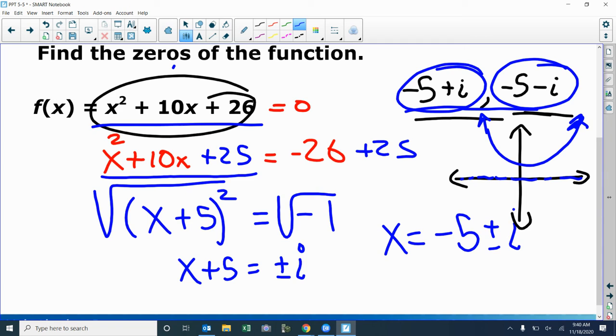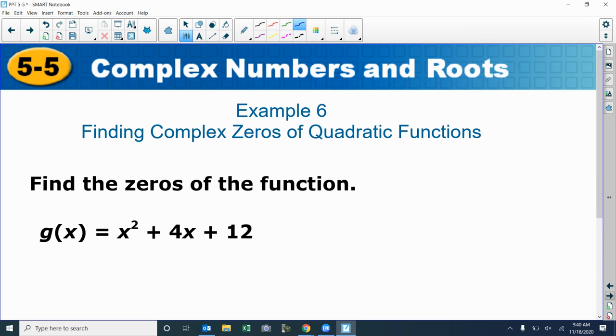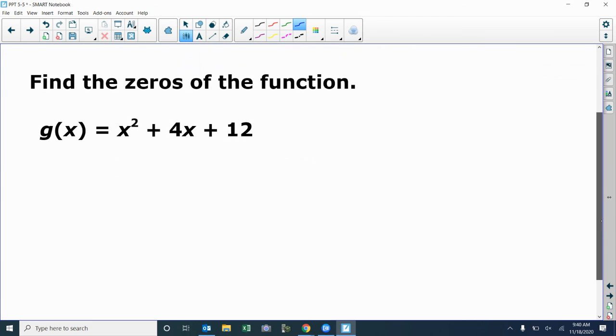When I have complex roots, my parabola doesn't cross. So if we were to graph this in our graphing device, it wouldn't cross the x-axis. And that's how we get complex solutions. Non-reals. Square root of -1 is i. Exciting stuff, I think. For the most part. All right, take a shot at this guy right here. See how far we can take it.